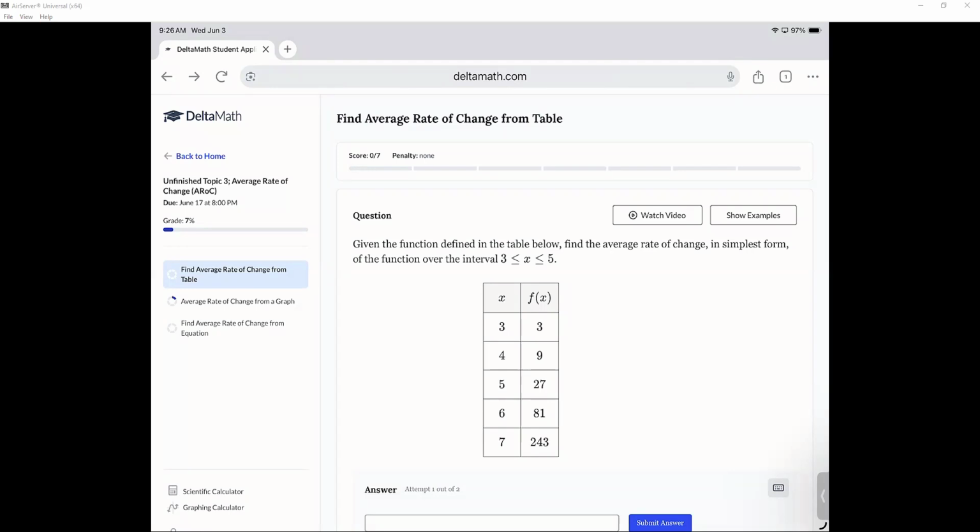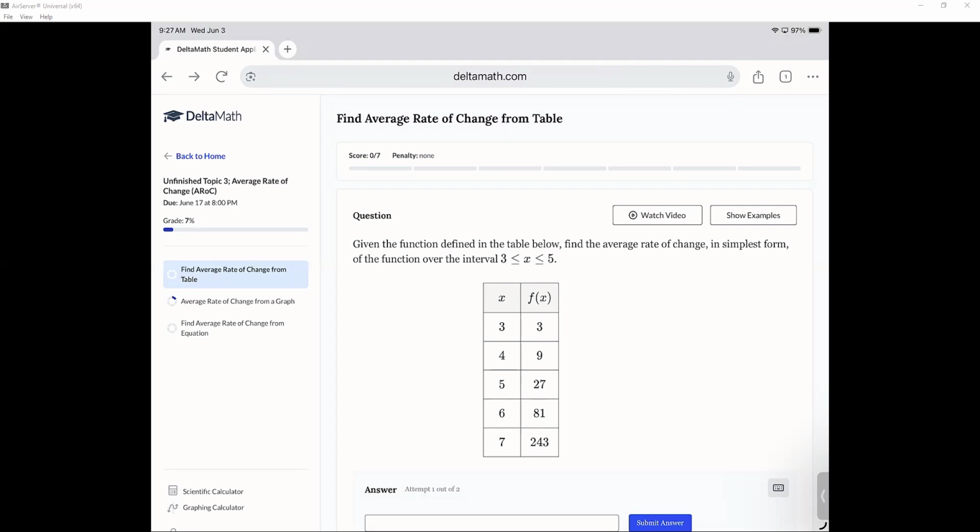Basically, average rate of change is nothing more than slope. So just like when you're calculating the slope, you need 2 points. When you're doing an average rate of change, they've got to give you 2 points. Usually they'll give it to you in an interval format. So if you look at the screen, it says the interval from 3 to 5.